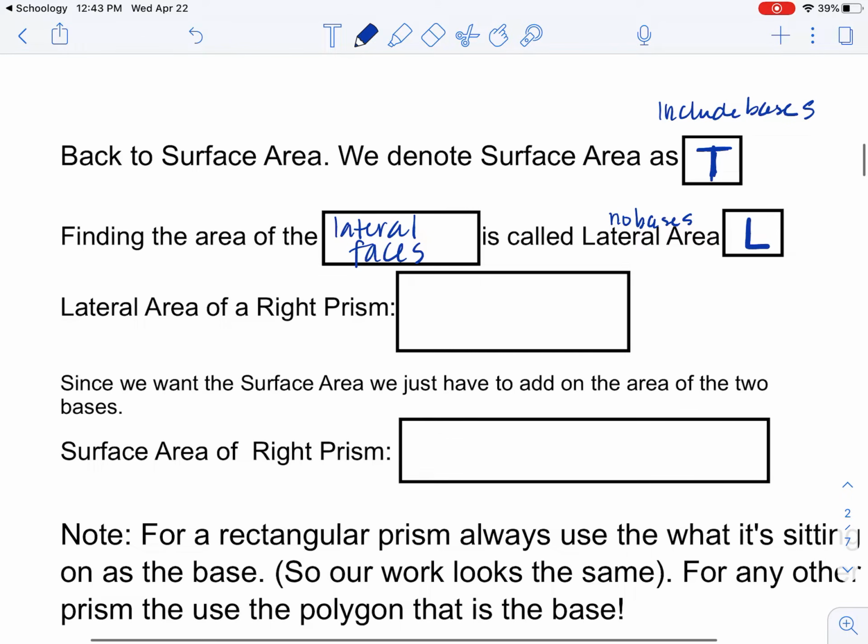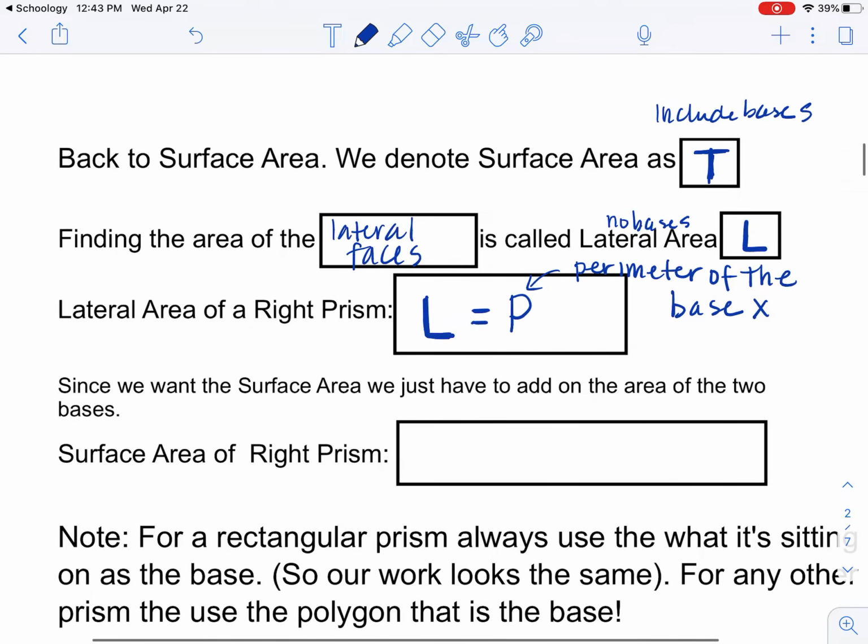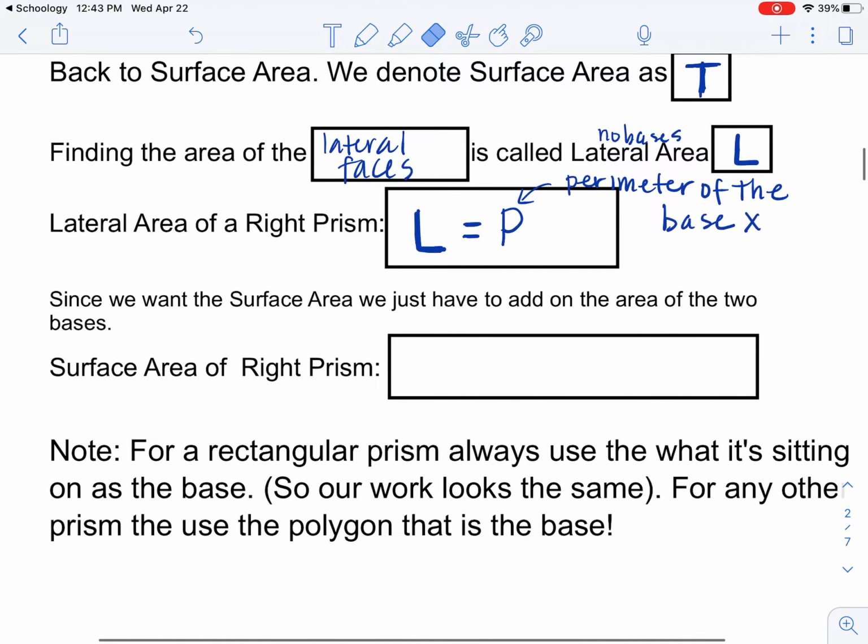So let's talk about the lateral area of a prism. If I wanted to find the lateral area of a prism, I used to take time to explain where this formula comes from in class, but it's hard to do that without having the 3D object in front of you. So I'm just going to tell you what the formula is. It is capital letter P, which stands for perimeter of the base, times height, which is the height of the prism.